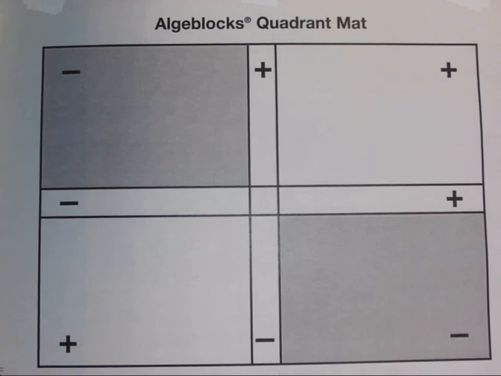Okay, so here we go. This guy right here is called the Algeblocks Quadrant mat. Clearly it says that. You can see that it looks kind of like if we were graphing something.